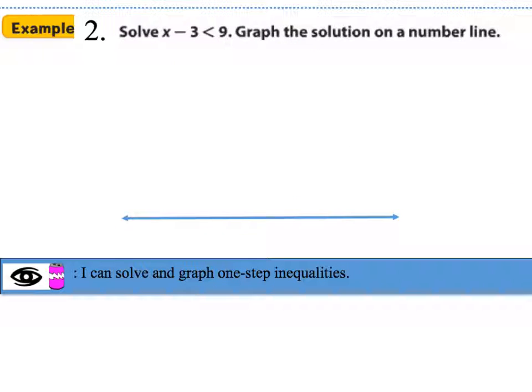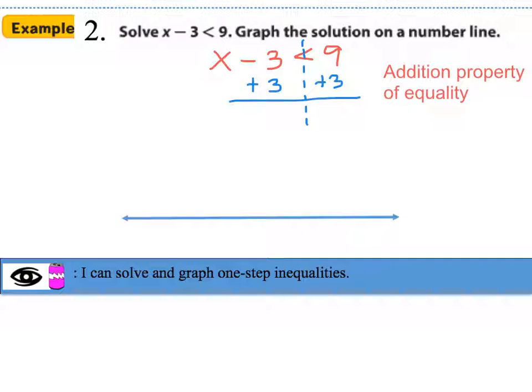Example 2 says solve x minus 3 is less than 9 and graph the solution on a number line. So the first thing I did was I rewrote the problem. And I'm going to draw a fulcrum down the center of the inequality. I'm going to start on the side that has the variable, so on the left-hand side, I'm going to try to isolate the variable. In order to isolate the variable, I need to get rid of the negative 3. So the inverse operation of minus 3 is to add 3 on both sides.